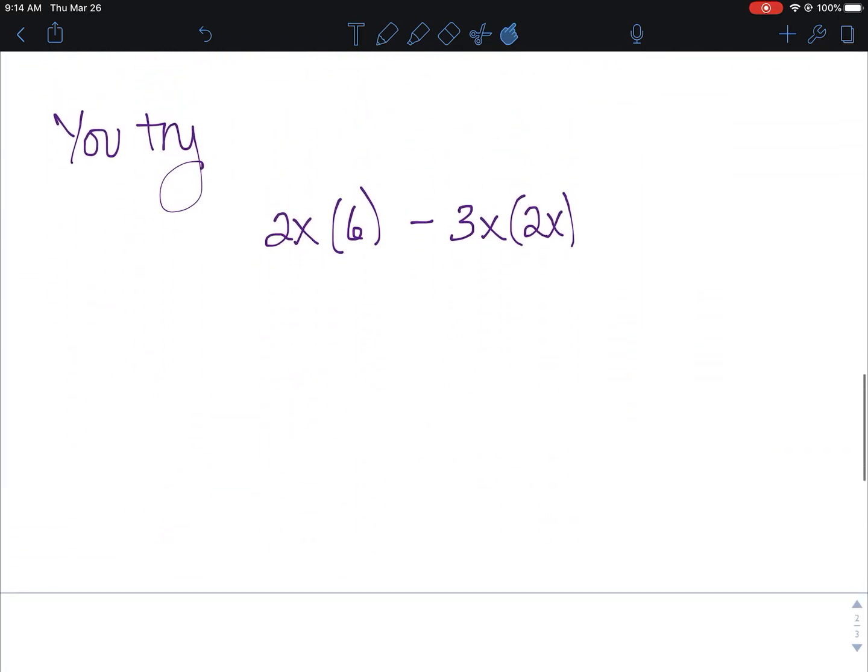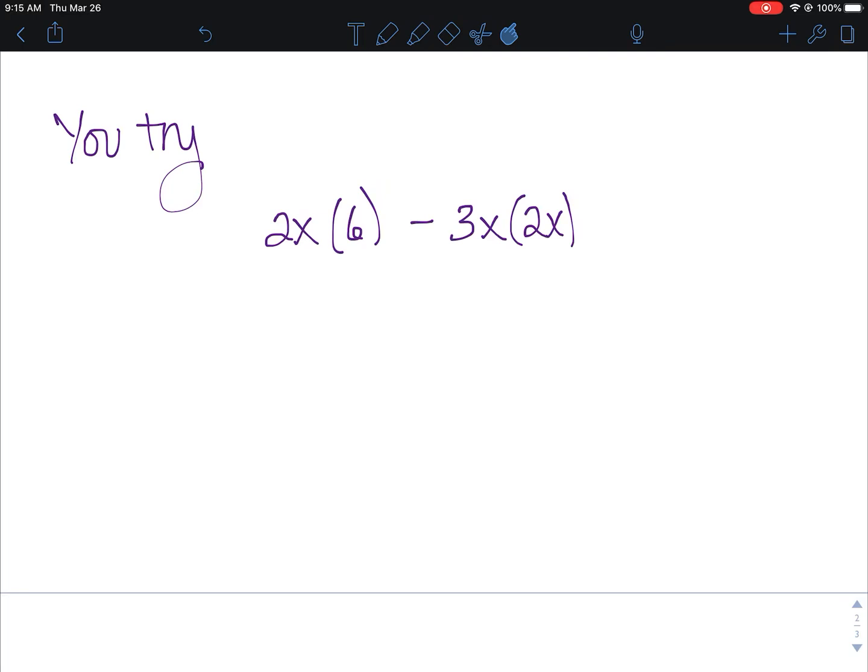All right, now I want you to pause the video and you try. See if you can come up with the factored form. So look at what they have in common of 2x times 6 minus 3x times 2x. See if you can factor that. So pause the video, factor, and then restart it, and we'll do it together.